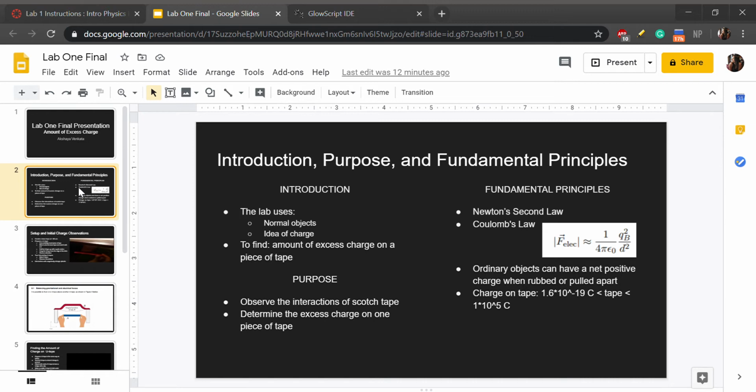We anticipate the charge on the tape to be between 1.6 times 10 to the negative 19th coulombs and 1 times 10 to the 5th coulombs.